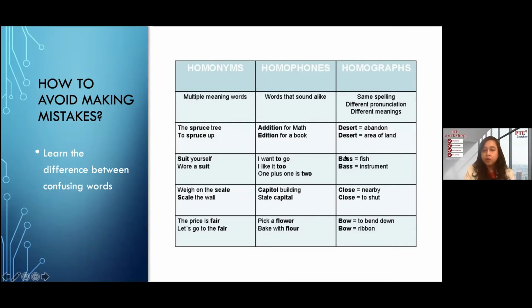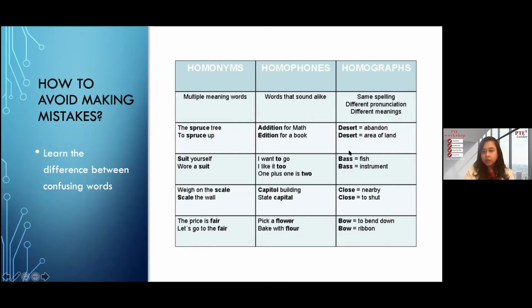From Fan: are homonyms like they have the same spelling but different meaning? Yes, Fan, that's right. So homonyms are basically one word. Since it's one word, the spelling is always the same, but they will have different meanings based on different context.